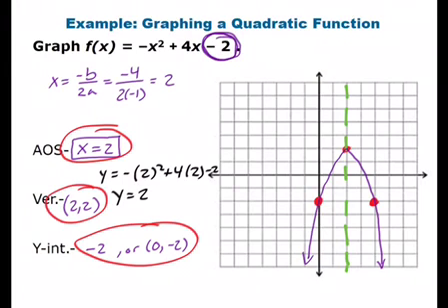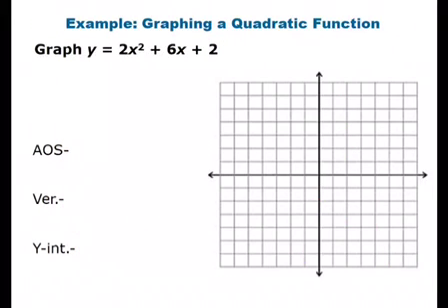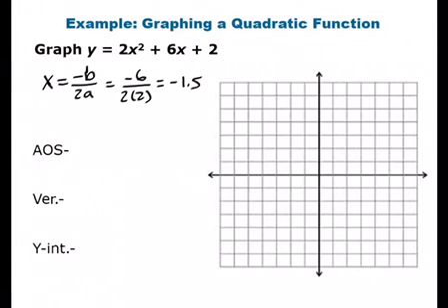All right, next one, we've got y equals 2x squared plus 6x plus 2. So for this one, we've got to find our axis of symmetry. So x equals negative b over 2a again. So that's negative 6 over 2 times 2. Negative 6 divided by 4 is a negative 1.5. So our axis of symmetry is going to be x equals negative 1.5.